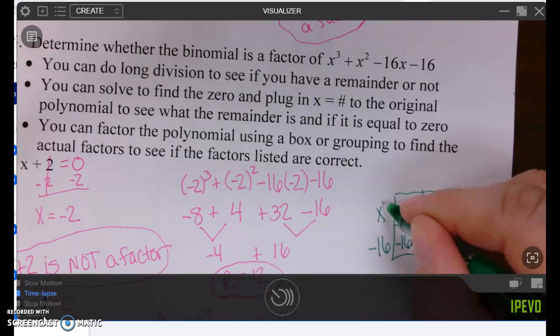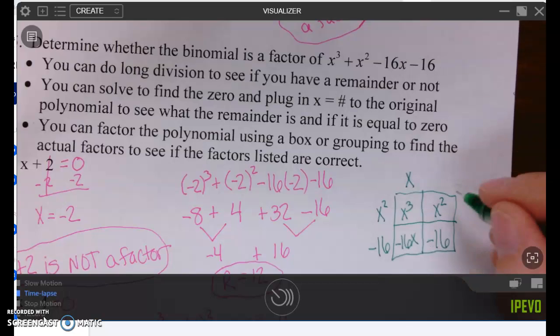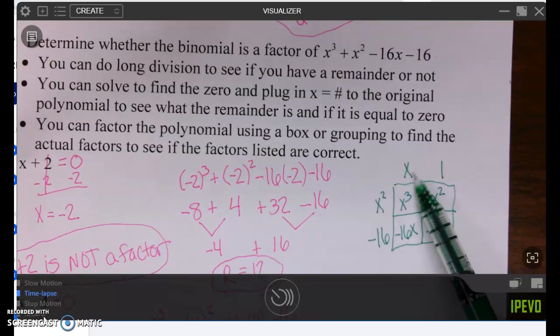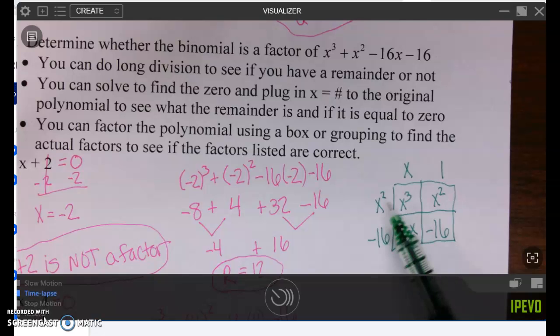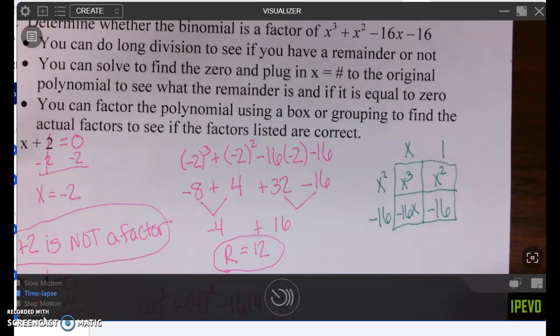Here is an x squared. The smaller of the 2 x's is x squared. I can take out an x, and here I can only take out a 1. So I need to make sure I check this because there were 4 terms. X squared times x is x cubed. Negative 16 times x is negative 16x. X squared times 1 is x squared, and negative 16 times 1 is negative 16. So this factors as x squared minus 16 times x plus 1.